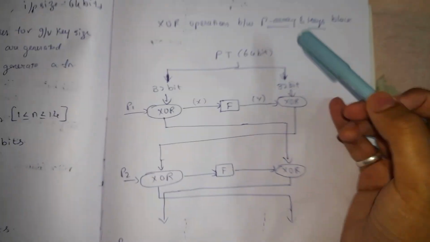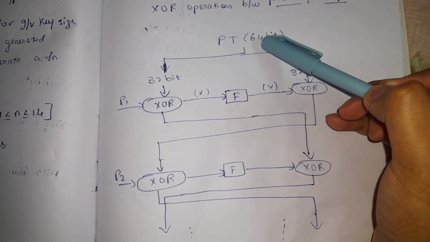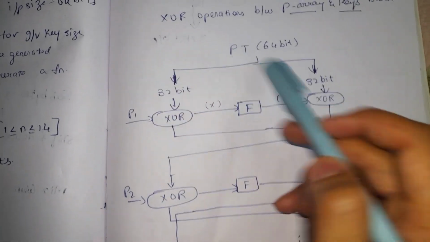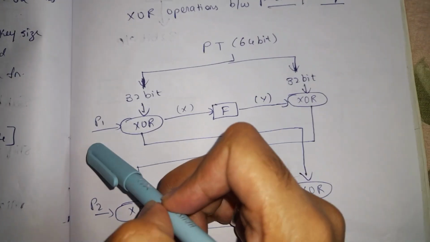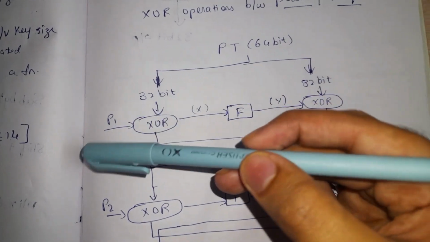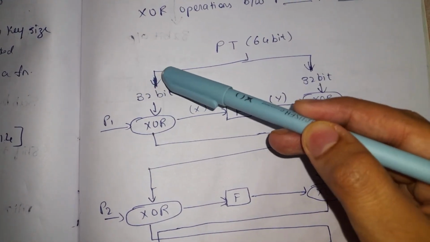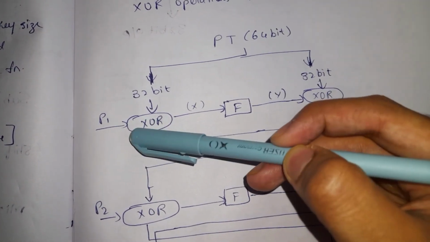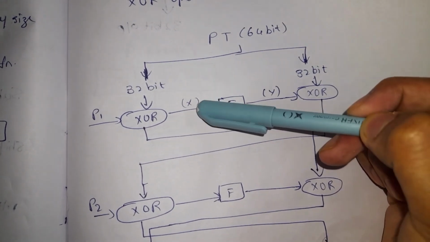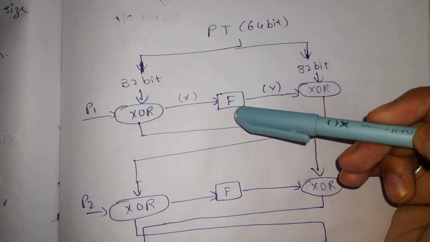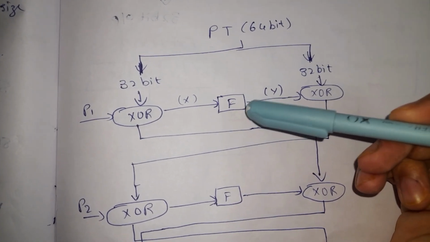Now I will explain this with the help of a diagram. Here we have our plain text of 64 bits. We split this plain text into two parts of 32 bits each. First, we take word P1 from the P arrays and perform an XOR operation with the first block of plain text. After that we get output X. We pass this X to a function and the function returns an output Y. I will explain in detail how the operations are performed in this function.